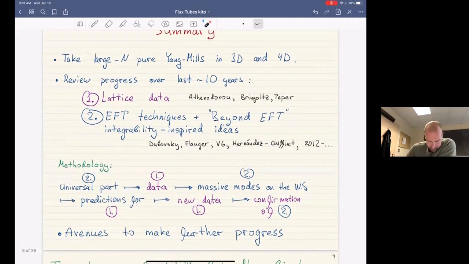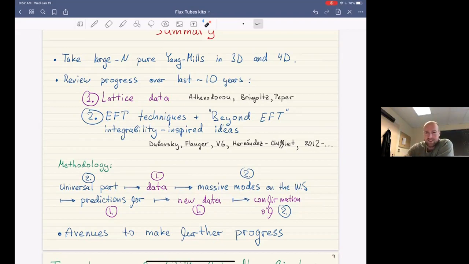And the methodology here is basically like this. We first use effective field theory to understand some universal parts. Then we look at the data. From this, we derive some more fine structure of strings, something non-universal. A major example would be some massive modes that live on the worldsheet. Then we make some new predictions for lattice simulations. Andreas and Mike go and do new lattice simulations, and then they confirm the predictions.